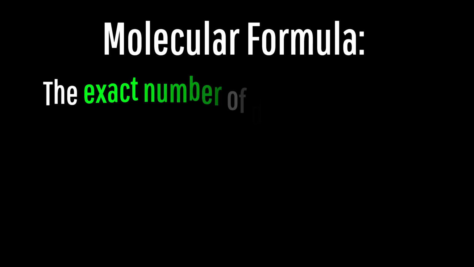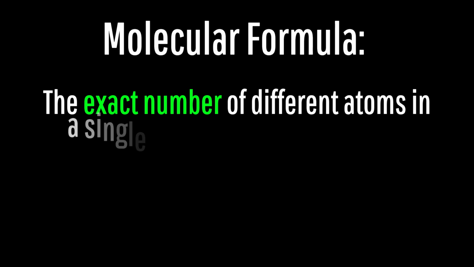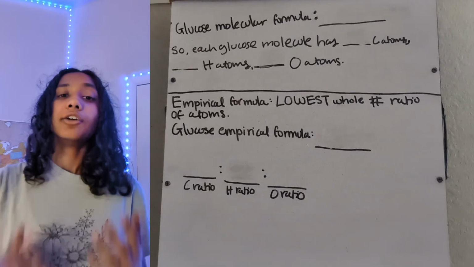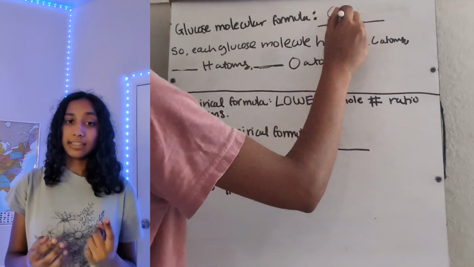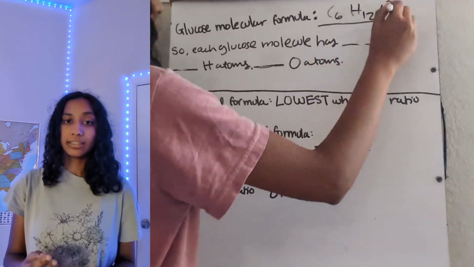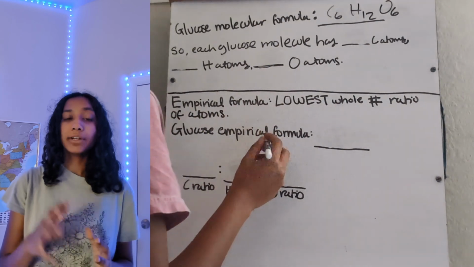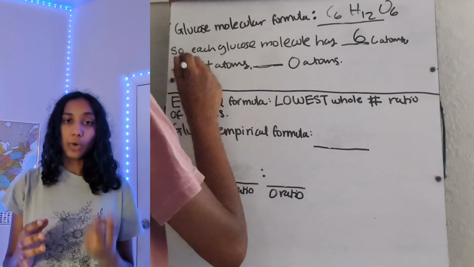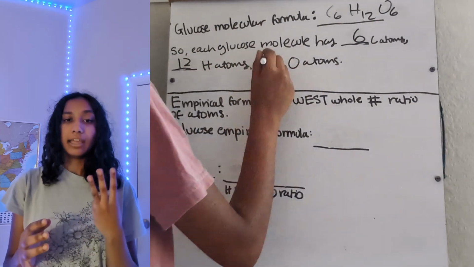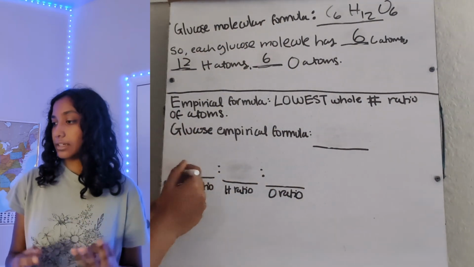So now that we know about moles and molar mass, we can start learning about how to calculate empirical and molecular formulas. A molecular formula gives you the exact number of different atoms that are in a single molecule of a substance. For example, the molecular formula of glucose is C6H12O6. That tells us that in every molecule of glucose, there are 6 atoms of carbon, 12 atoms of hydrogen, and 6 atoms of oxygen.